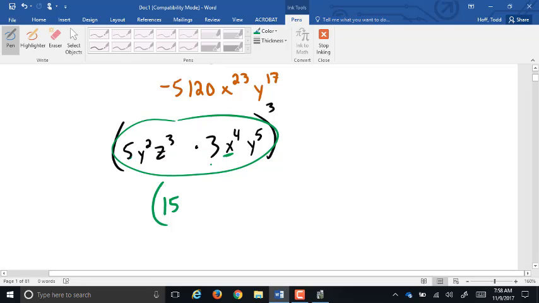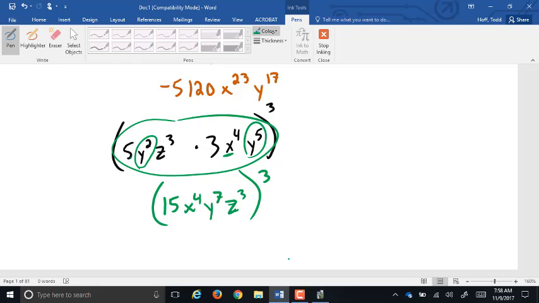So x, was there anything to combine with the x? No, so x to the 4th. Then we have y squared times y to the 5th is y to the 7th. And then z to the 3rd. There's nothing to combine with the z, so it's z to the 3rd. Make that look like a 7. Now it still has to go to the 3rd power.